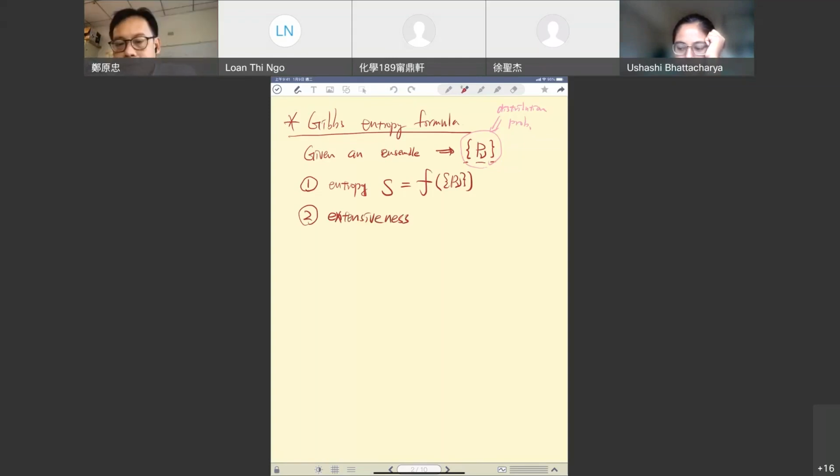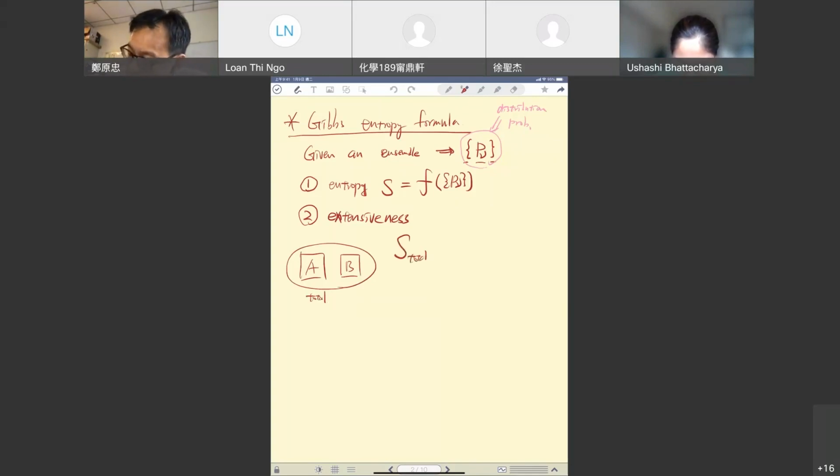Extensiveness. This means if we have an independent system A and independent system B, then the property of the total system should be just the sum of the property of A and B. So entropy is an extensive thermodynamic function. Therefore, entropy should satisfy this: S total should be entropy of A plus entropy of B.